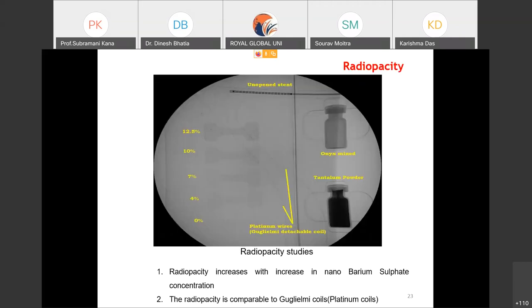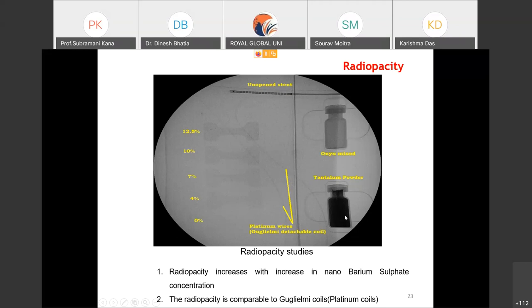And the compression molded sample we have also tested. Here you can see a platinum wire, which is being used as a solid embolic material. This is the platinum wire; once you see it under X-ray, it looks like that. This is the unopened strength material, whatever is going to be inserted. This is the Onyx material, and this is tantalum powder.